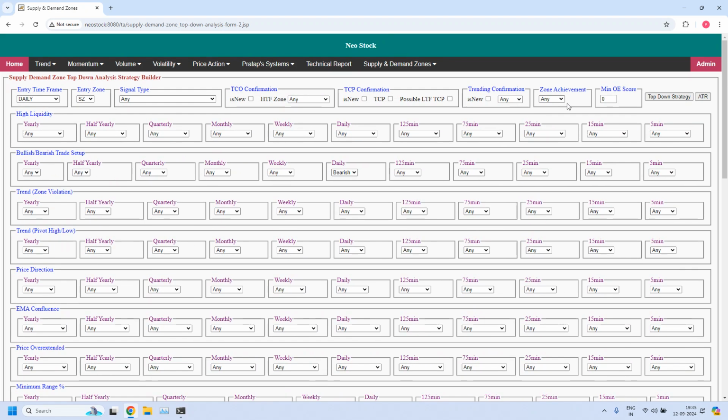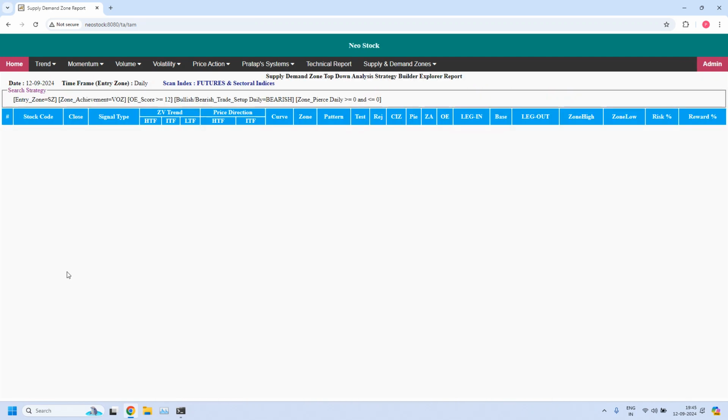Zone achievement is violated, opposing zone. Minimum order enhancer score is 12. And all the three filters are applied to the daily supply zone. Let's filter. So currently we don't have any bearish trade setup, monthly income trade stocks.